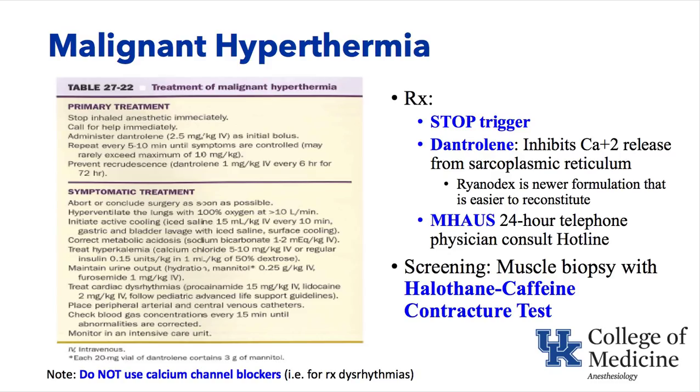And if you need to screen someone for MH, the classic screening technology is to get a muscle biopsy and expose that muscle to halothane and caffeine. And a muscle that is susceptible to MH will have a lot of contraction in response to the halothane and caffeine.